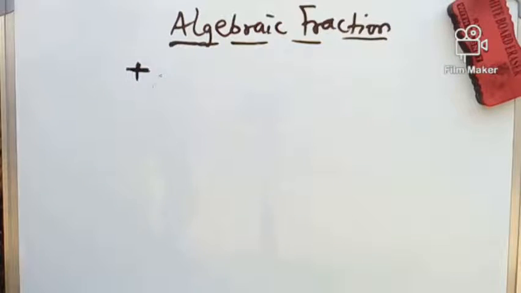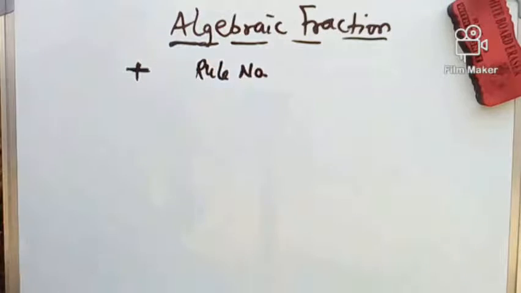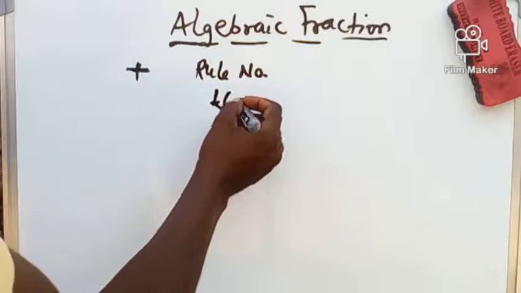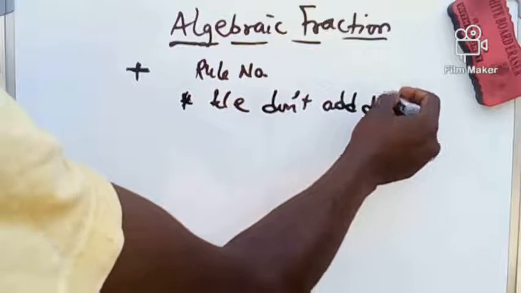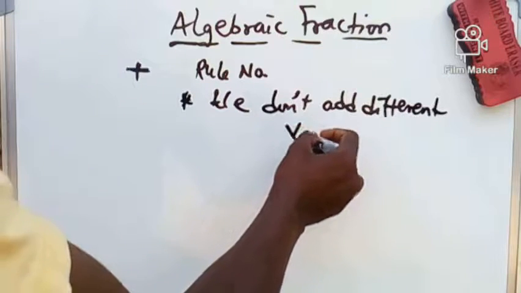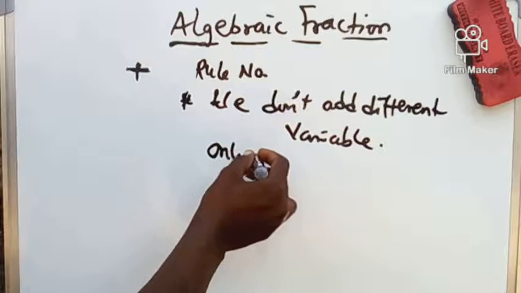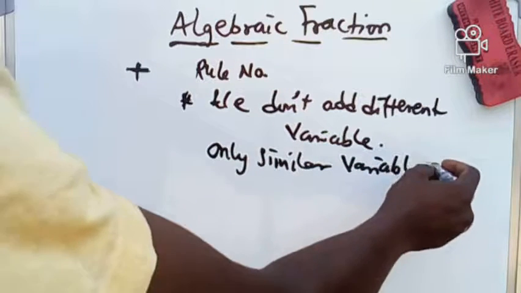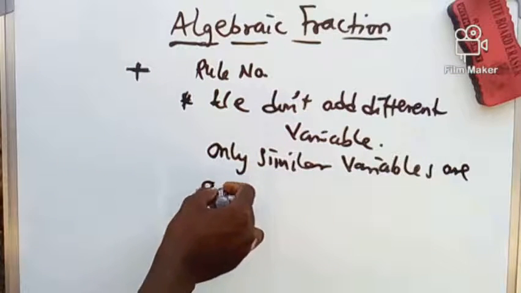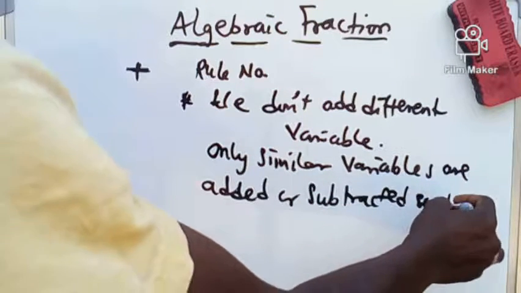Now what are the do's and the don'ts involved in adding variables together? Rule number 1, we don't add different variables. That is to say, only similar variables are added or subtracted, as the case may be.